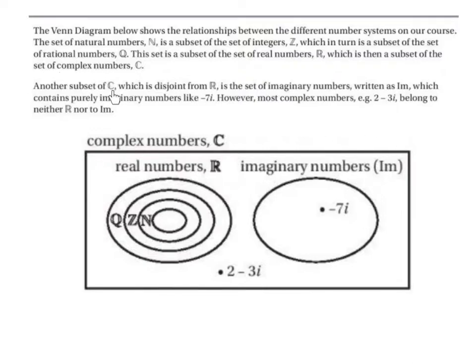Another subset of C, which is disjoint from R, is the set of imaginary numbers written as Im, which contains purely imaginary numbers, like minus 7i, for example. However, most complex numbers, for example 2 minus 3i, belong to neither R nor Im. They are simply complex numbers. So the number 2 minus 3i lies outside of the real number set and outside of the imaginary number set, and it lies inside the complex number set.